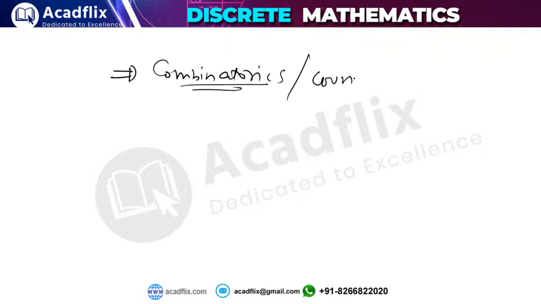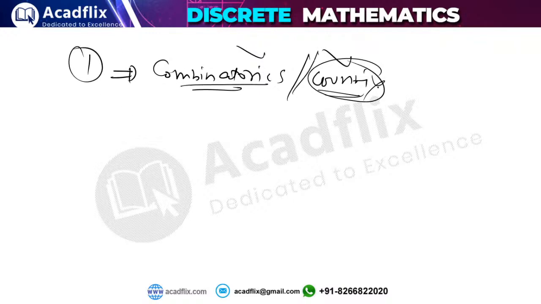Let me tell you the things that are remaining. Combinatorics is remaining. Combinatorics means counting, basically counting. All these things are remaining. This is the one topic that is remaining, combinatorics and counting.